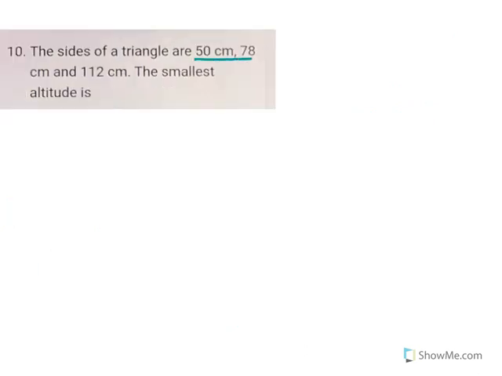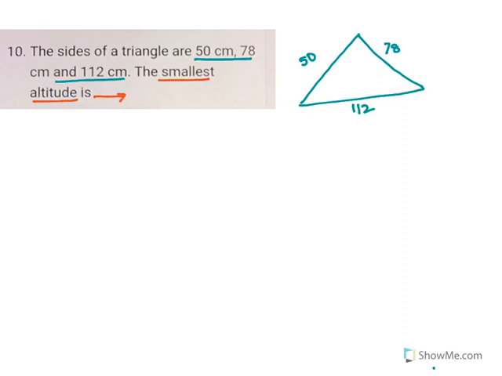The sides of a triangle are 50, 78 and 112. Find the smallest altitude. So here is my triangle, and the sides are 50, 78 and 112, and I need to find the smallest altitude. Now remember, the smallest altitude will be on the longest base. This you need to remember. Smallest altitude will be on the longest base. So which is the longest base? This is the longest base. So if I take this as my base, this will be my smallest altitude.